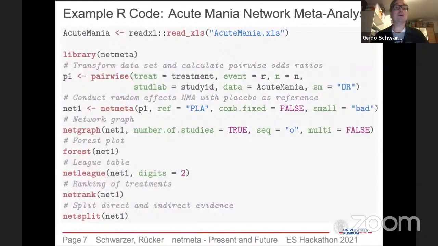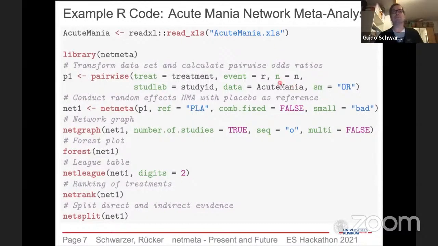Here's example R code for this acute mania network. So we use pairwise here in order to calculate odds ratios and to transform the data set into the format that is needed by netmeta. Netmeta then does the actual model fitting. So here it's a random effects network meta-analysis. We specify placebo as the reference treatment. This is just for the presentation of results. And we also say that small values in the outcome are bad.